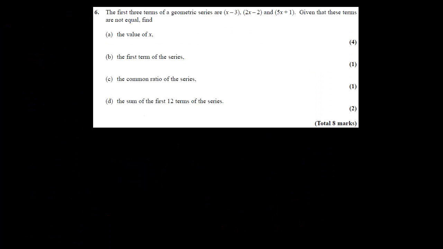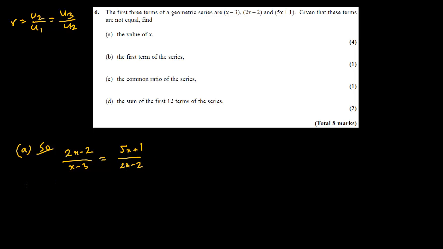This question over here is series, and this is a GP series, geometric progression. Now, in geometric progression, when you have a question with consecutive terms, one term after the other, the rule is to use the common ratio rule, which means common ratio equals the next term divided by the previous term, and they're all equal. So question A, where we have to find the value of x, and we have the first three terms, we can write the next term by previous term, which is 2x minus 2 divided by x minus 3 equals the next term 5x plus 1 divided by 2x minus 2, and we just do algebra solving the equation.